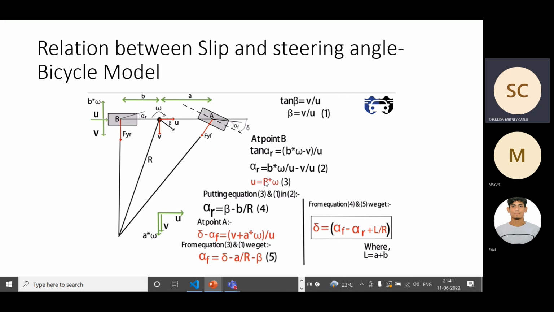Then you can just substitute that we have taken u to be r into omega. So we can substitute this, and finally we'll find the relation between steering angle and the slip angles. L is nothing but a plus b, and r is the radius. So this is the relation between the steering angle and the slip angle.